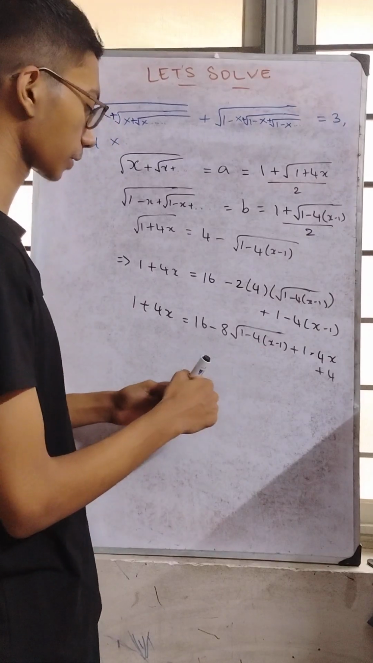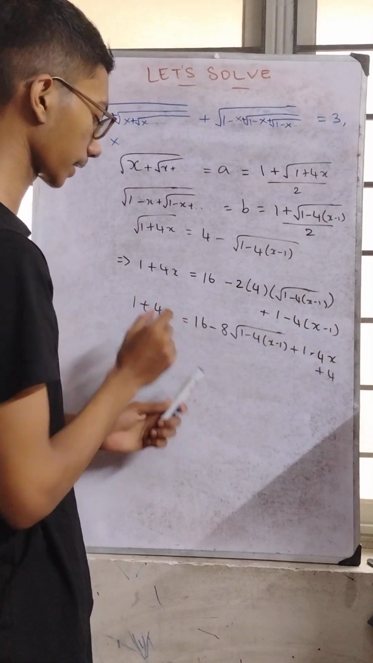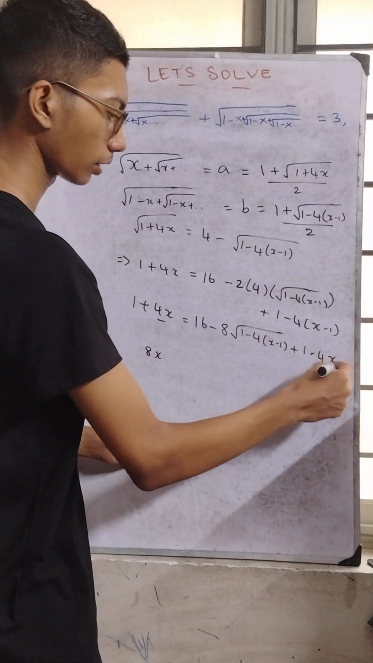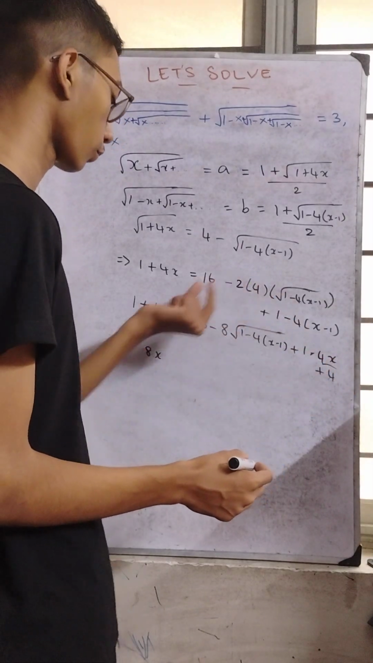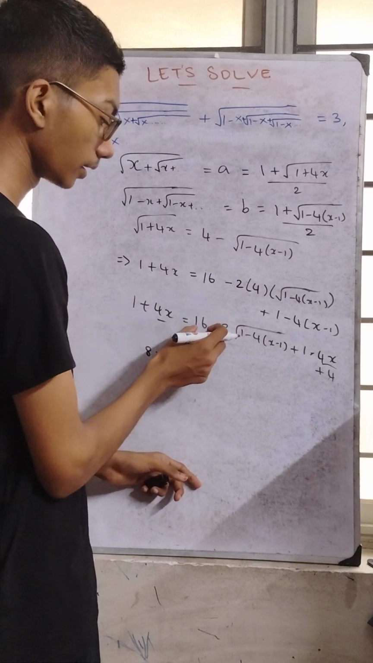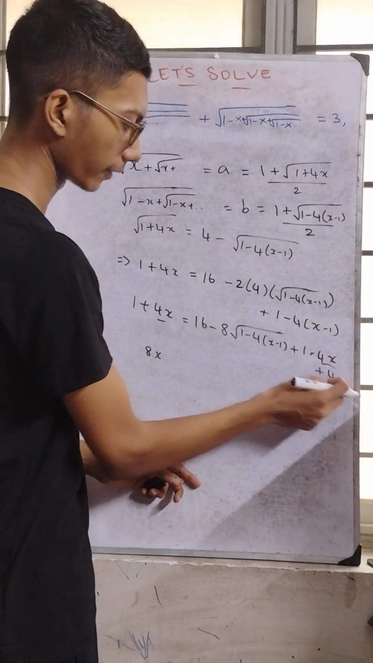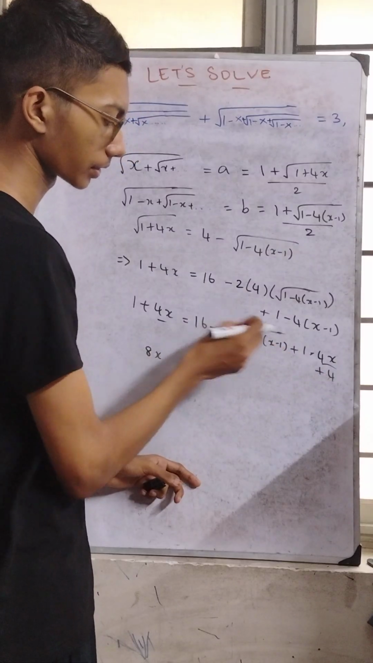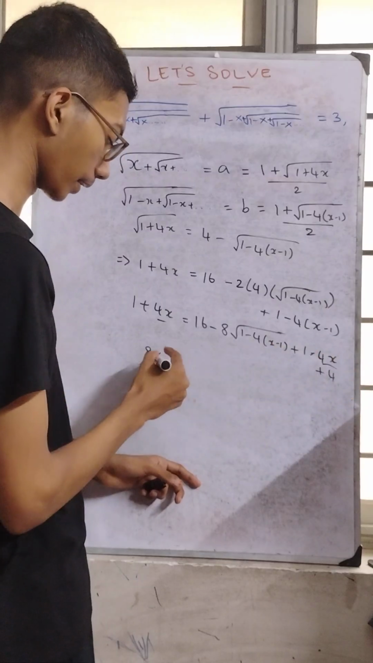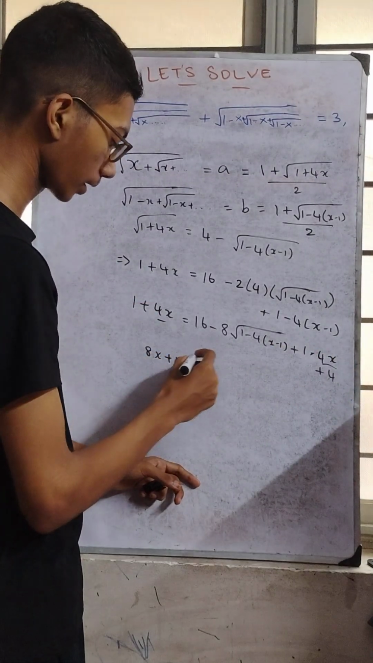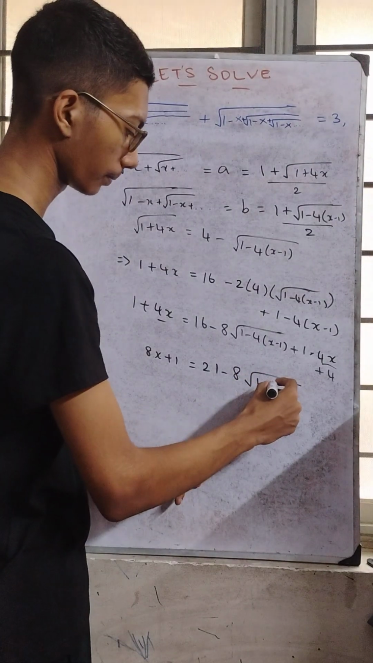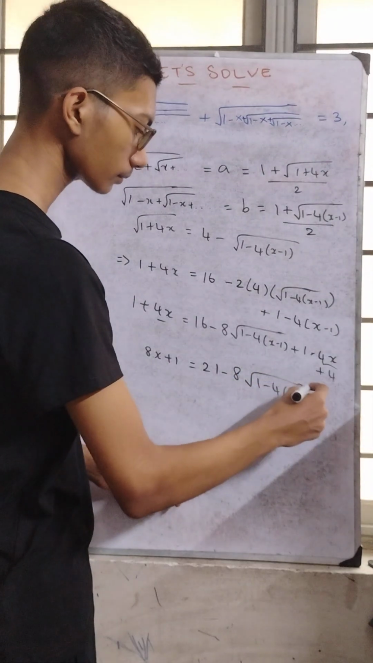So first, simplify this expression. We have an x term here and an x term here, so we'll have 8x. We got rid of these two terms, so minus 4x comes here. It's 8x. We have 1 here. We have 16, 1 and 4. So first add these. 16 plus 1 is 17. 17 plus 4 is 21. So plus 1 equals 21 minus 8 root 1 minus 4 of x minus 1.